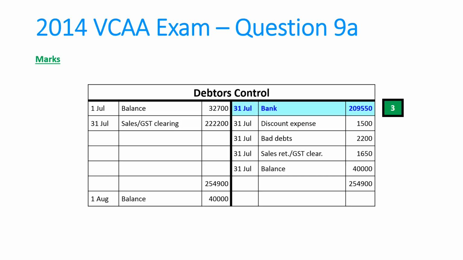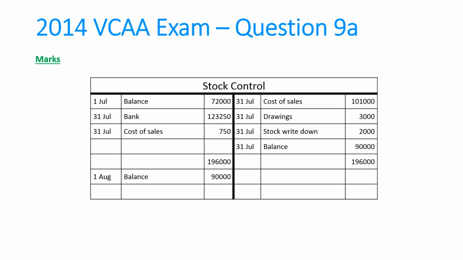Looking at the marks for this question, it was marked in a very unusual way. If you got, for debtors control, the amount that was received from debtors, you automatically got 3 out of 3. Now, if you didn't get that right, there was 1 mark for the sales/GST for the actual credit sales, 1 mark for the sales return, and 1 mark for the discount expense, the bad debts, and the balancing into next period. Looking at the stock control ledger, if you got the amount of stock bought with cash, that was automatically 3 marks. So a bit like the debtors ledger, if you got the number they were asking for correct, you got all the marks. If you got it wrong, the individual marks were for the 2 cost of sales entries.